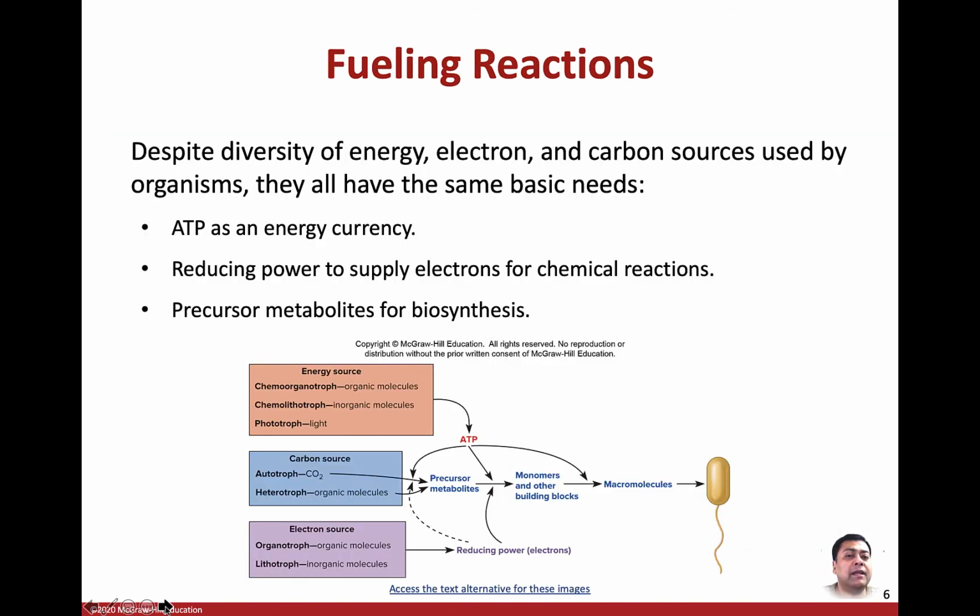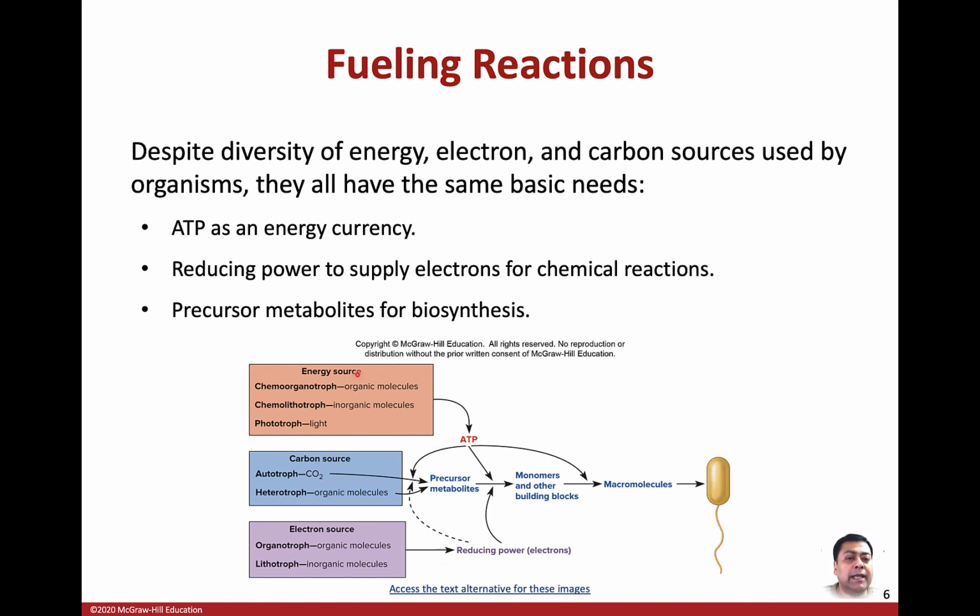Let's take a look at a slightly different way of how it happens. Despite the diversity of energy, electron, and carbon sources used by organisms, they all have some basic needs. What do you need? You need ATP as the energy currency, wherever it is from. They need reducing power to supply electrons for the chemical reactions, as we just discussed, and they need precursor metabolites for biosynthesis. Let's see how these different organisms use them for their purposes.